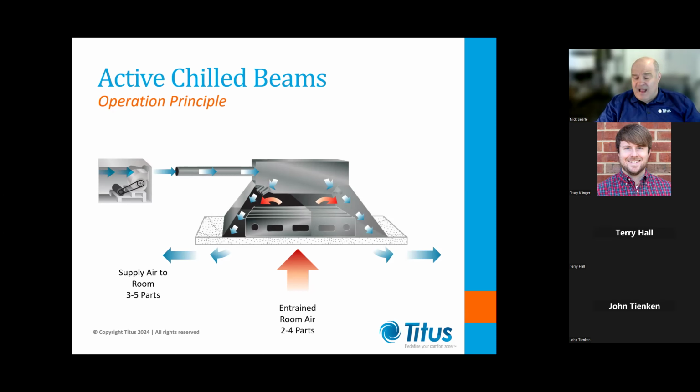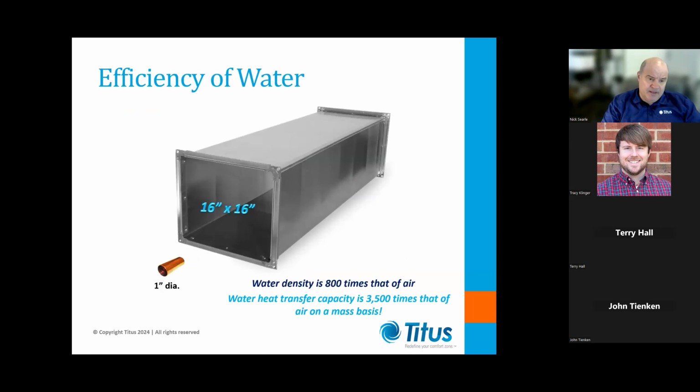There's no fans needed to move that air. So it's a very efficient way of moving air across a coil. Now, chill beams use chilled water, as I mentioned, to accomplish the sensible cooling. And water is a far more efficient medium than air to move heat, to move cooling energy. So when we compare it to all air systems such as VAV, it's far more efficient.